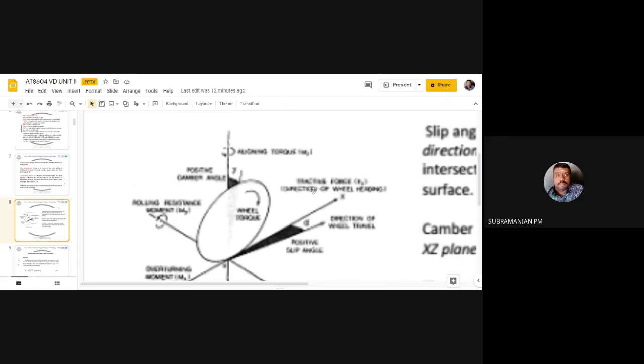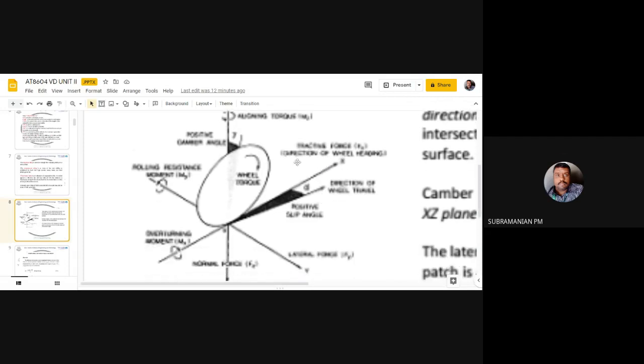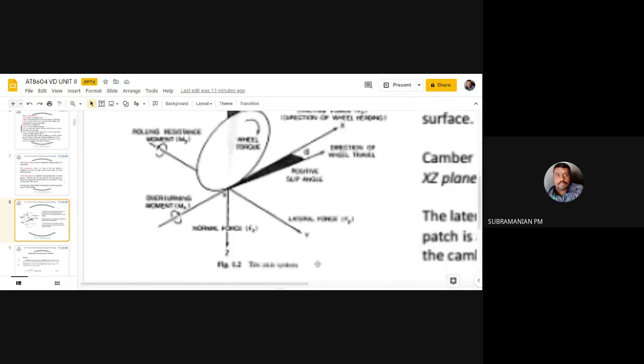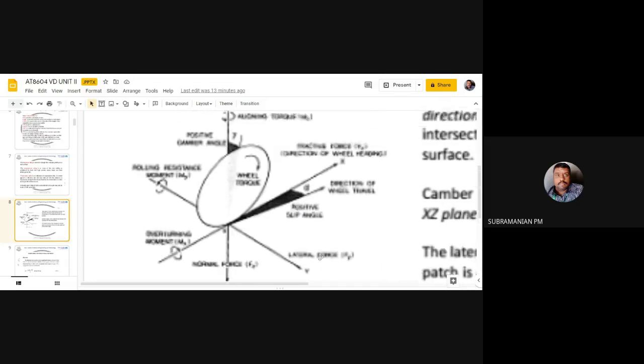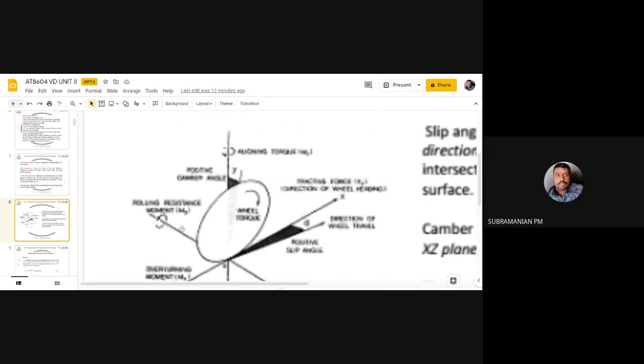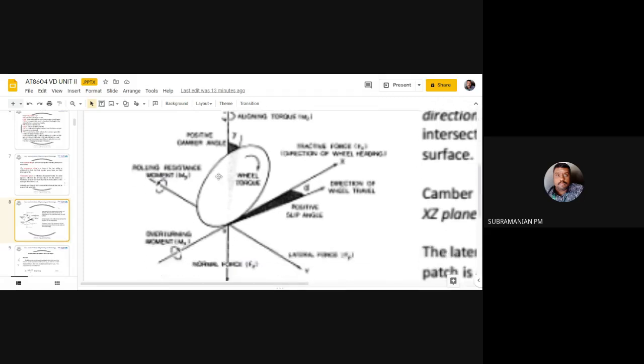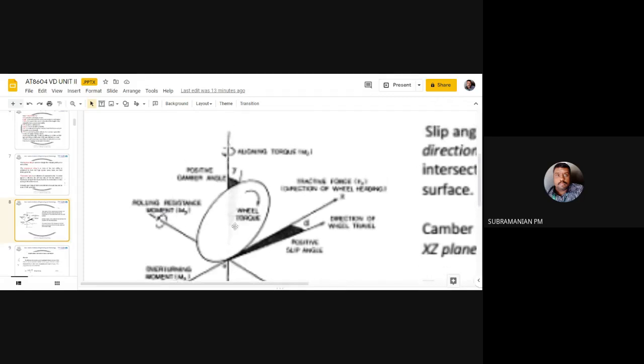Traction force. There is traction force. This x direction is the direction of wheel heading, the direction in which the wheel is going to rotate. And you can see in the y direction, lateral force, and in lateral force we are having a moment called rolling resistance moment, and this one is the z direction.